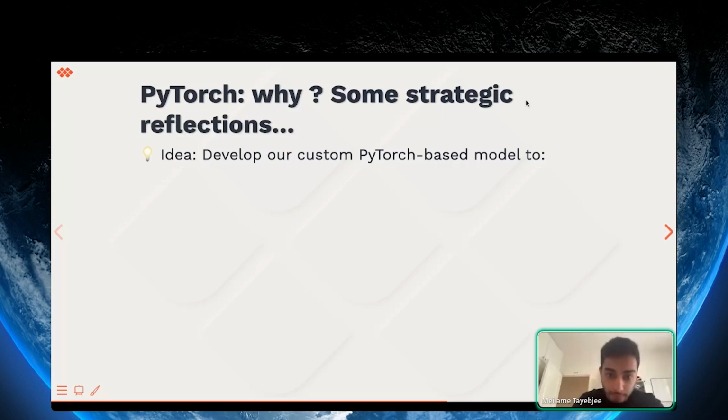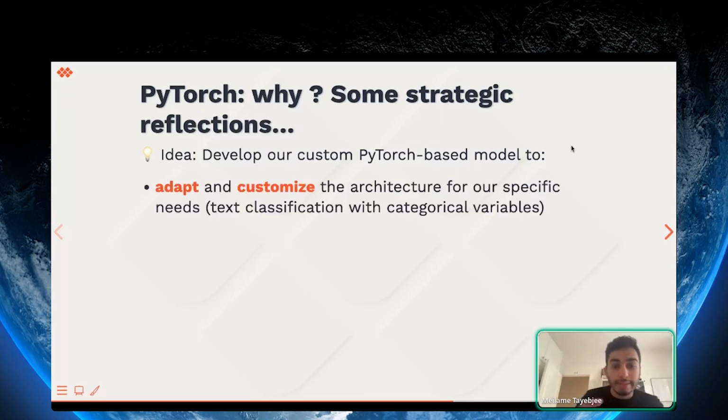So why? Because we want to adapt and customize our own architecture for our own specific needs. So we indeed have some text classification, but we also have some categorical variables on top of this text, and this was not handled by fastText, for instance, or at least not natively. So we want to natively handle this very specific use case, which is text classification with categorical variables.